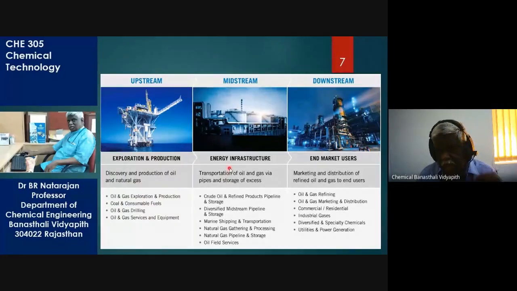Midstream is energy infrastructure, right? Transport of oil and gas via pipes, pipelines, and storage of excess, right? So remember, close to the Banasthali campus, there is a place called Chaksu. All of you who come by bus from Jaipur to Banasthali will be passing through Chaksu, where in the bus stand they sell those milk pakodis also, remember, right?